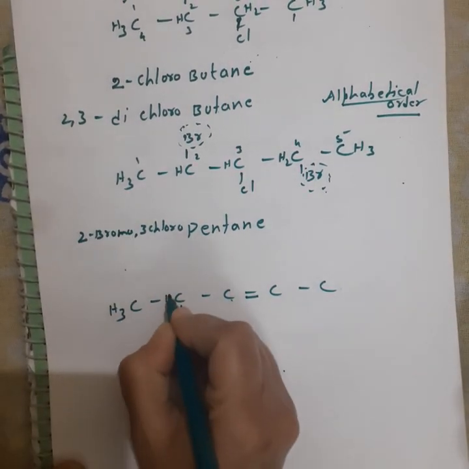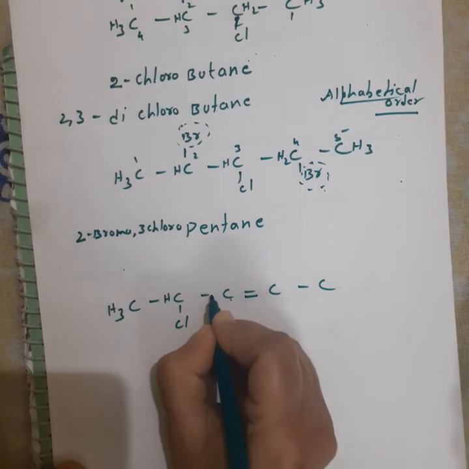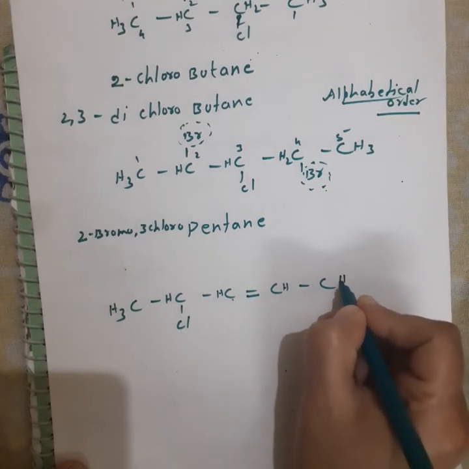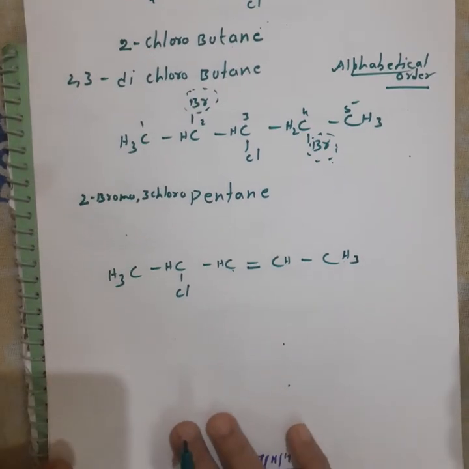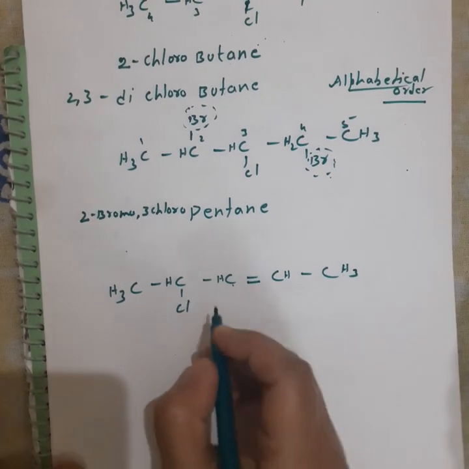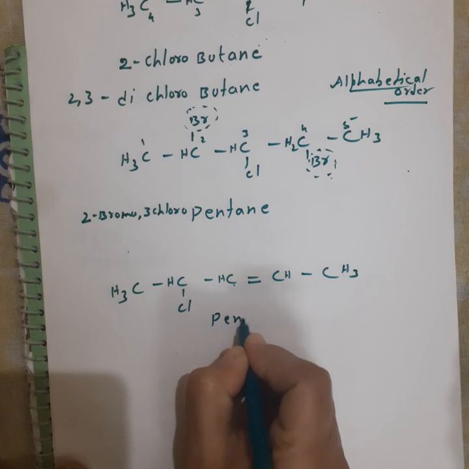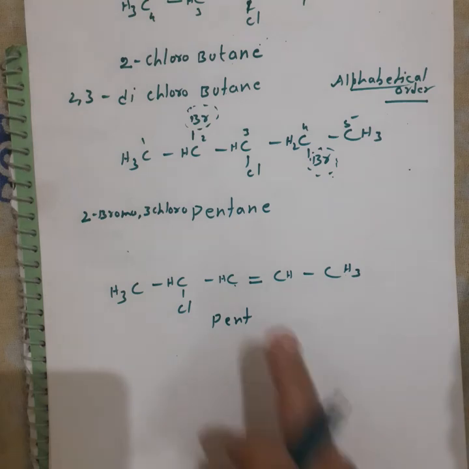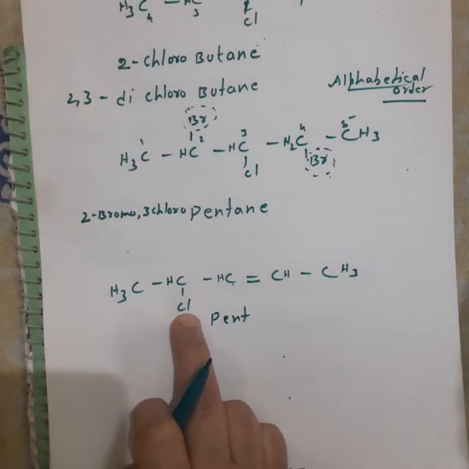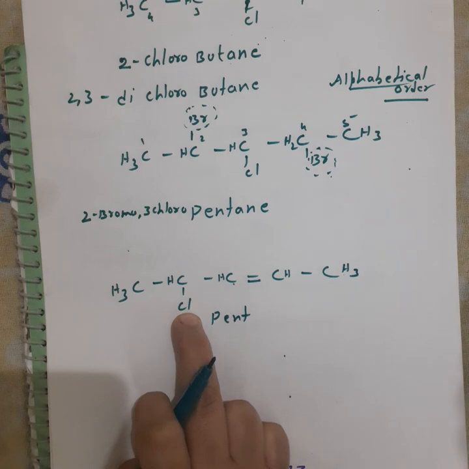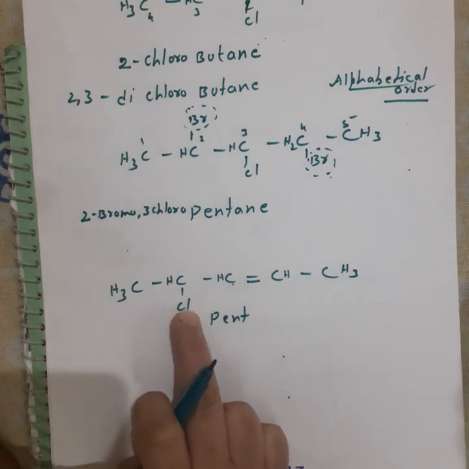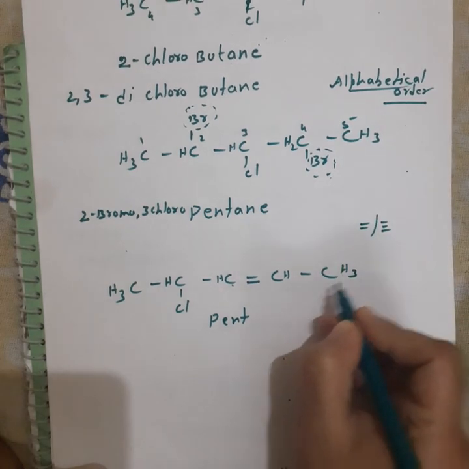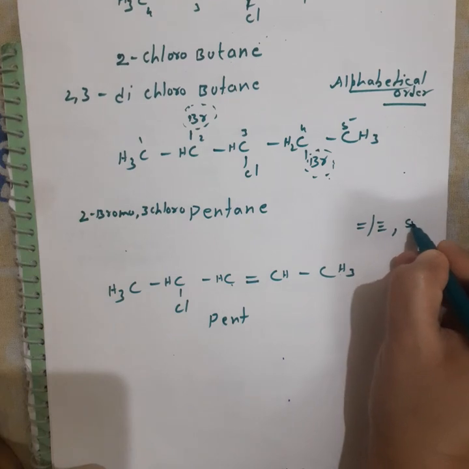So CH3, CH, so 1, 2, 3. How many here again? CH, then 1, 2, 3. So CH, so CH3. Now we know what step 1 is: the parent name. What is the parent name? It is pent. But are there single bonds? No, there is a double bond present. There is one double bond present and there is one halogen substituent present. Now how do we proceed with the naming? The rule goes as: first you should name the double or the triple bond, followed by the substituent.